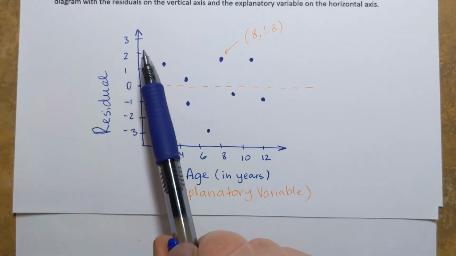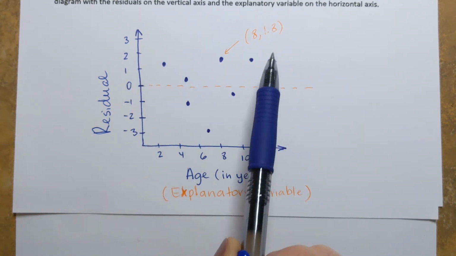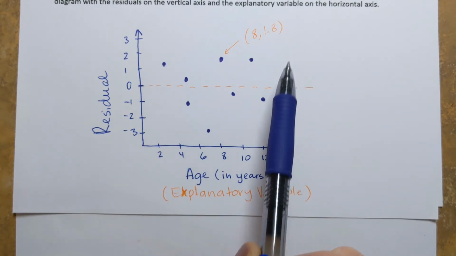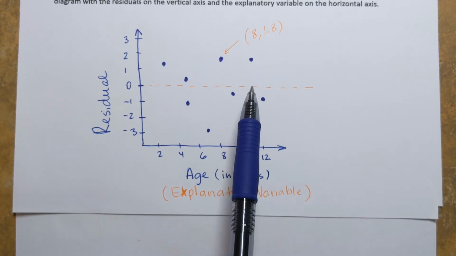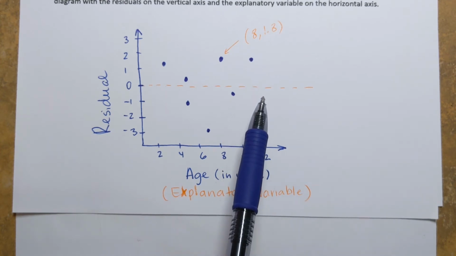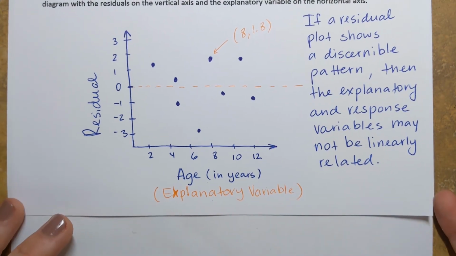Or maybe first we see all the residuals above 0, then below 0, and then above again. That's kind of like a U-shaped pattern, and that's also an indication that the linear model is not appropriate for the given bivariate data. We'll see more pictures of that. I added a note outlining the idea of this test.